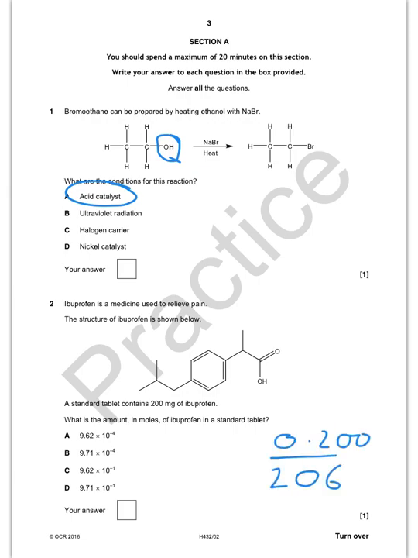Right, for question 2, you've got to do a little bit of adding up. If you add up the molar mass of ibuprofen, you get it to be 206. You're then going to convert the 200 mg into grams, which is 0.2. So divide the mass by the molar mass, and that will give you the answer B.